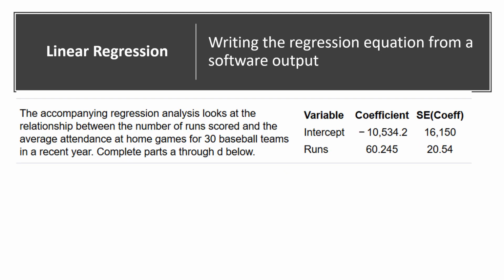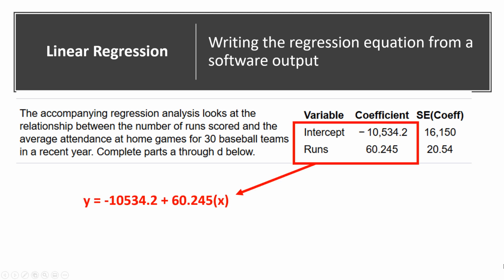Here is a software output and we're asked to find the equation of the regression line. So if you can just remember, intercept means your y-intercept and this is the value of the slope. So for this example, the regression equation would be, we always start with our y, our dependent variable, and that is equal to a negative 10,534.2 plus, because our slope's positive, 60.245 times x.